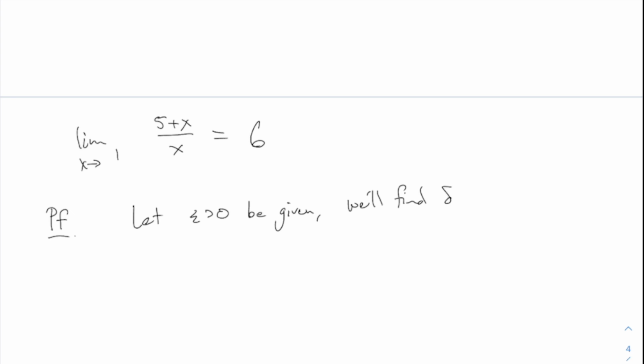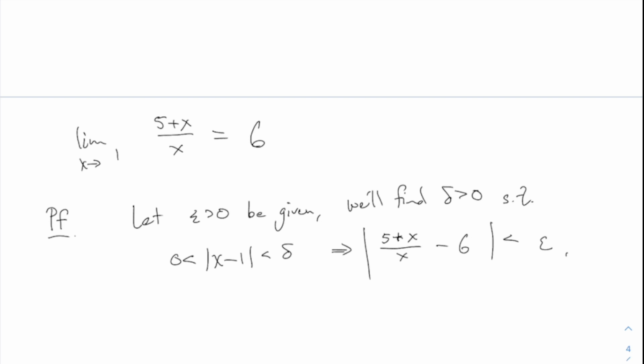Let's do the limit as x goes to 1 of (5 plus x) over x. We got fractions. Plugging in 1 here, the answer is 6, right? Let's see if we can do this. I start as usual. All right, it says 0 less than |x minus 1| less than delta implies, and over here, f of x is this thing, |(5 plus x) over x minus 6| less than epsilon. All right. No thoughts necessary yet.